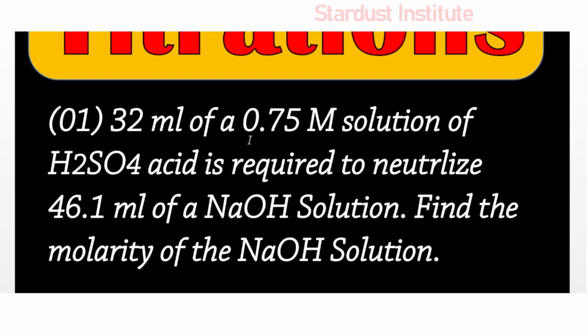32 milliliters of 0.75 M solution of sulfuric acid. M means molarity. That means in 1000 milliliters or 1 liter of this sulfuric acid solution, there are 0.75 moles of sulfuric acid. For this reaction, we use 32 milliliters.